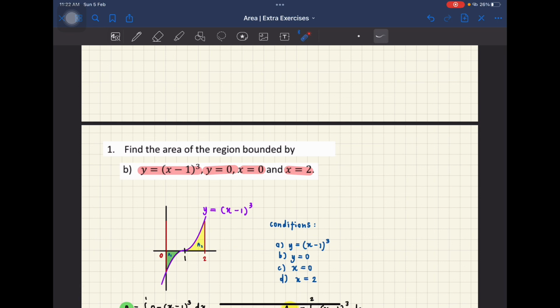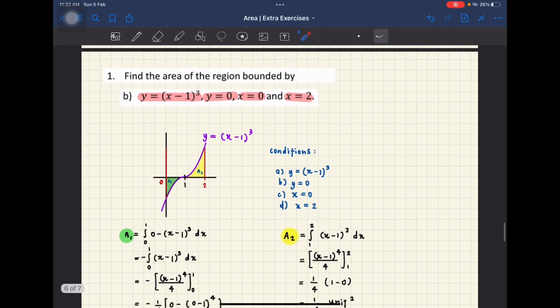Okay, so tanya diri awak, awak nak guna atas tolak bawah ke nak guna kanan tolak kiri? Okay, so this one it's easier if we just use the atas tolak bawah one. Okay, so for the first part, okay, kita pecahkan kepada 2 bahagian sebab lebih mudah untuk kita cari. Nanti just total up sahaja everything. So for the first one, A1, so kita gunakan atas tolak dengan bawah. Okay, so atas adalah x equals to 0. Sorry, atas tolak bawah is not x equals to 0, it's y equals to 0.